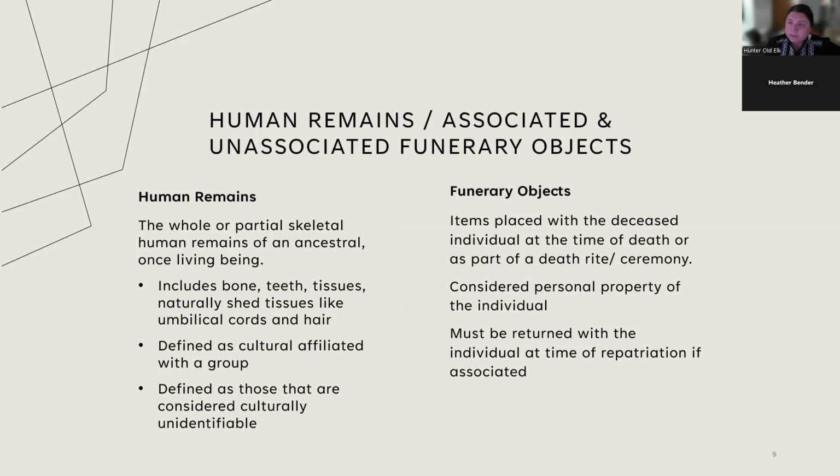And so under NAGPRA and how historical communities understand that definition, a human remain is the whole or partial skeletal remain of an ancestral human that was once living. And so included as a human remain could be bone, it could be teeth, it could be tissues, naturally shed tissues like umbilical cords and hair.